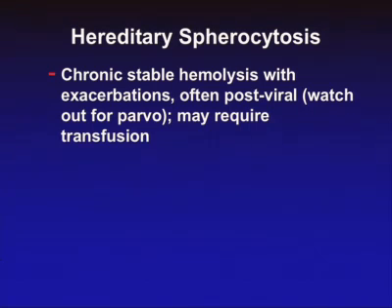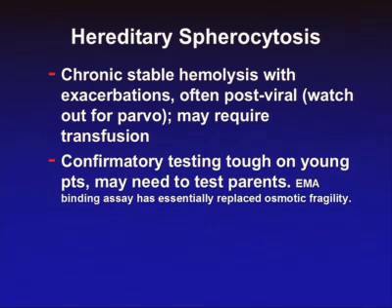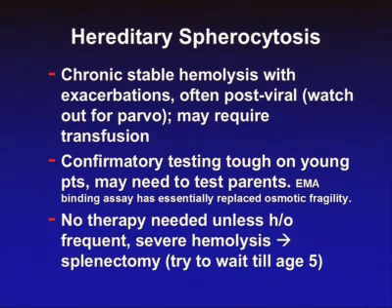So if these kids do end up with a viral illness that kind of dings their red cell production a little bit, they can sort of get into some trouble with a lower hemoglobin than they can handle if they lose that reticulocytosis. Again, confirmatory testing can be tough on the younger patients. Now that we have flow cytometry-based testing, which is the EMA testing, that makes the testing more reliable in littler kids. If you don't need to know when they're little, it's okay to wait it out. But again, sometimes we need to test the parents. No therapy is needed for these kids.